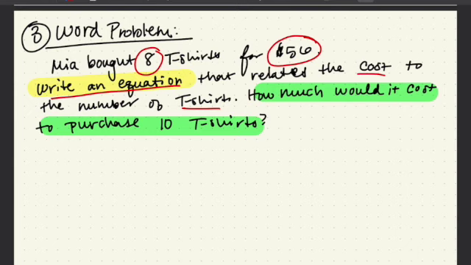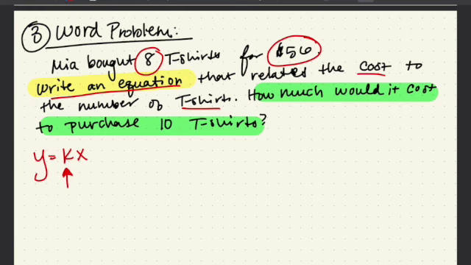But that's just for 8 t-shirts. That's the cost for 8 t-shirts. But we want to relate the cost for however many t-shirts we want to buy. And the way we do that is by using this equation, y equals kx. We're going to figure out what k is in this equation.